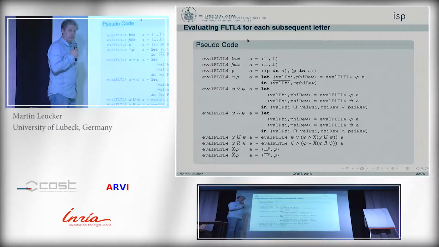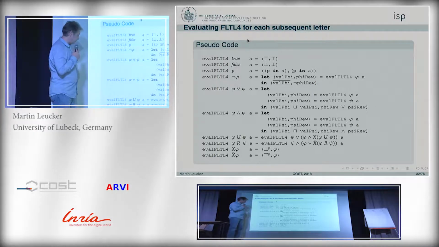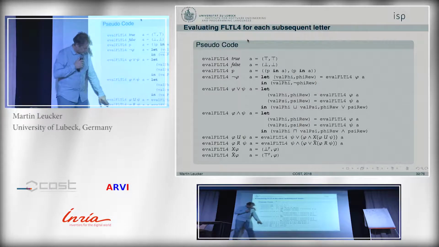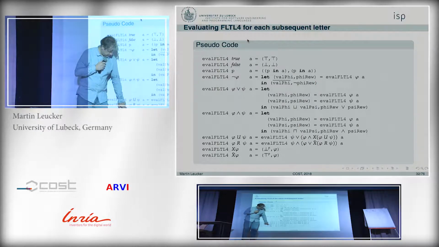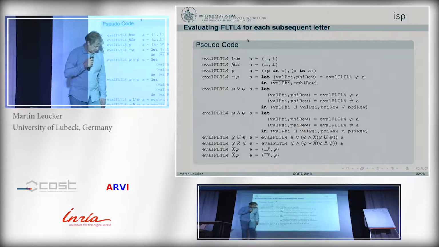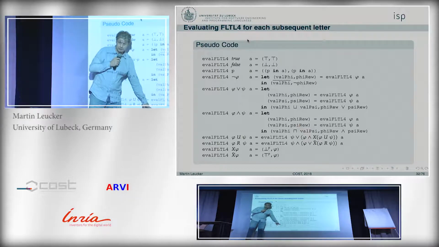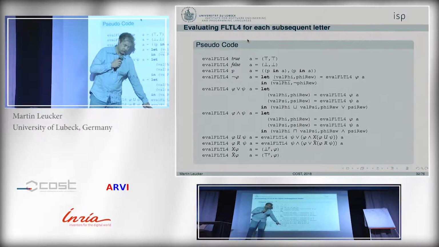All right, but what about the next operator? The next operator, that's the interesting thing. Here we say, okay, we have to evaluate next phi, and we get the A. Well, if we stop, we have lost. If there is nothing else to come, then we have lost. So we return presumably false.